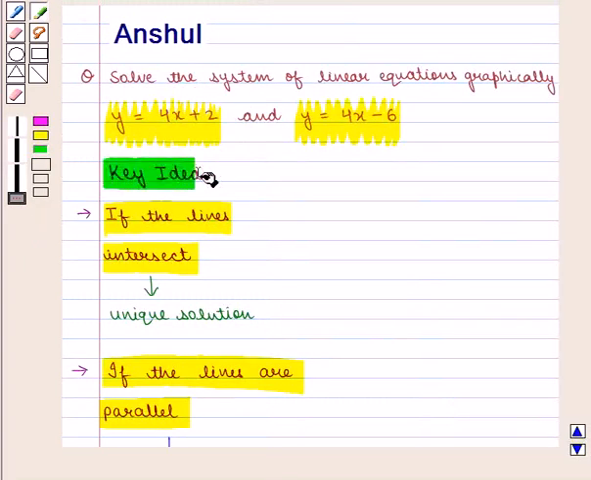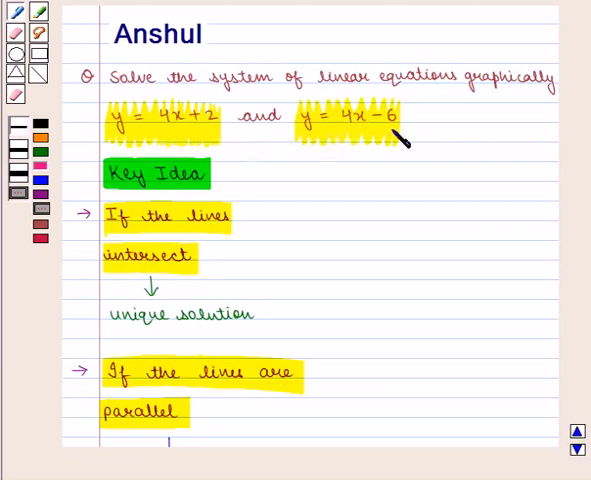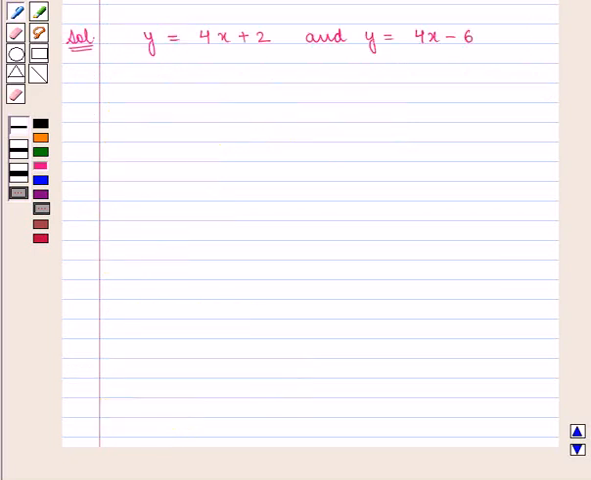With this key idea, let us proceed to the solution. Here we are given the system of equations, that is, y is equal to 4x plus 2 and y is equal to 4x minus 6. First, we graph the two equations, and we can use any method of graphing linear equations. In this question, we are going to use x and y intercepts to graph these linear equations.